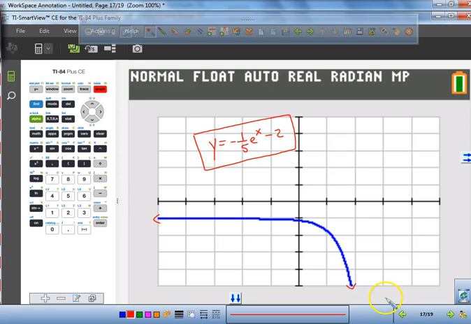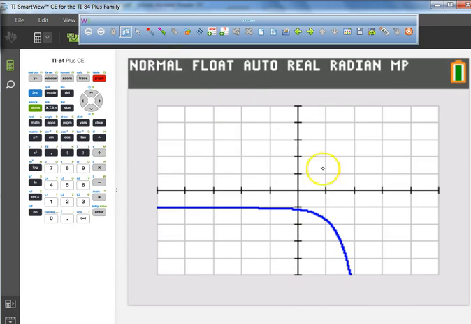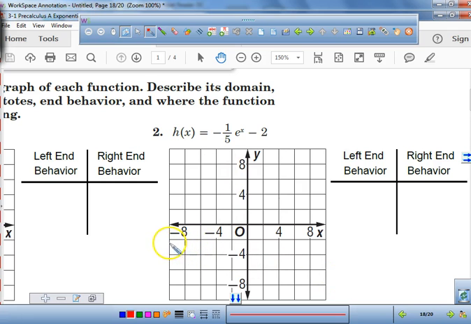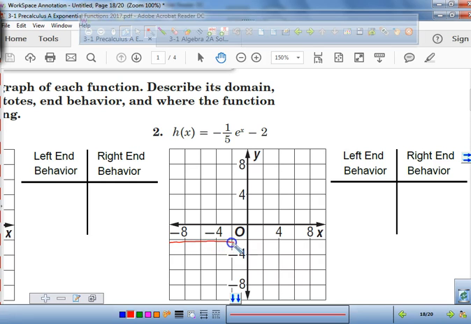Now, one thing it asks us to solve is the left-hand behavior and the right-hand behavior. So right now it looks like it's getting really close to this -2. Crosses through, and then it goes down like this. On the left side, x always approaches -infinity. On the right side, x approaches +infinity. You're going to need to know left-hand behavior and right-hand behavior on your 6 weeks test, so you might as well get used to it.